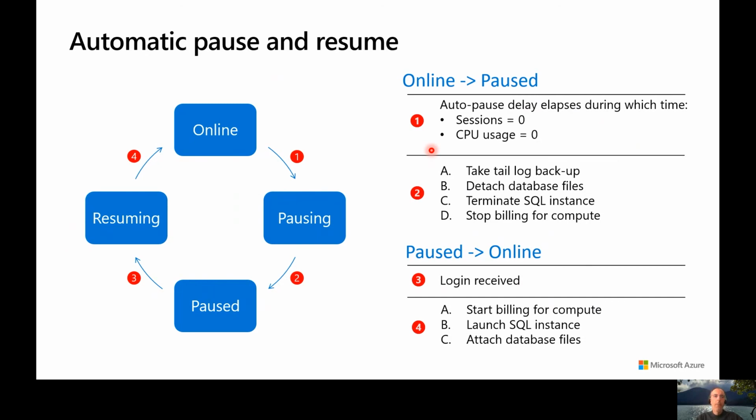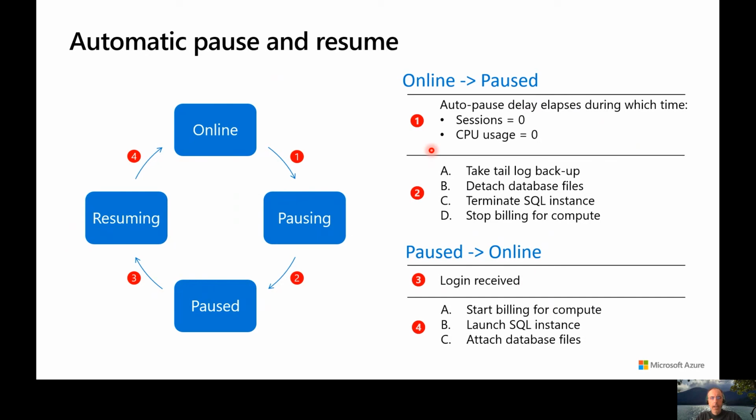One of the critical steps in the pausing workflow is to take tail log backups to ensure an orderly shutdown of the database. This is followed by detaching the database files, then terminating the underlying SQL instance, and then finally stopping the billing for compute. The latency for that entire pausing workflow is variable. It tends to be around 1 minute, but it can range up to as long as 10 minutes. Primarily, the variability is due to taking the tail log backups.